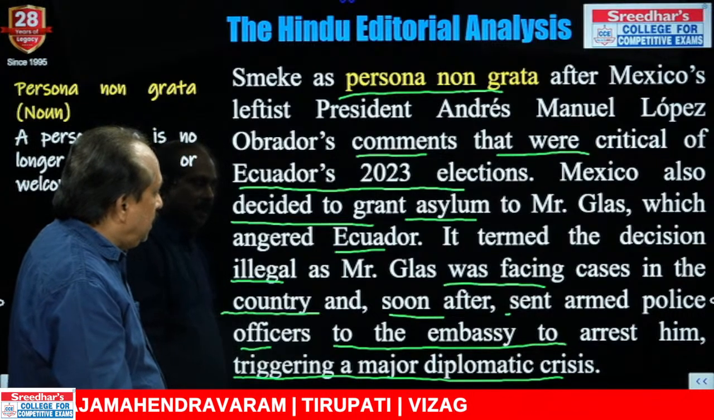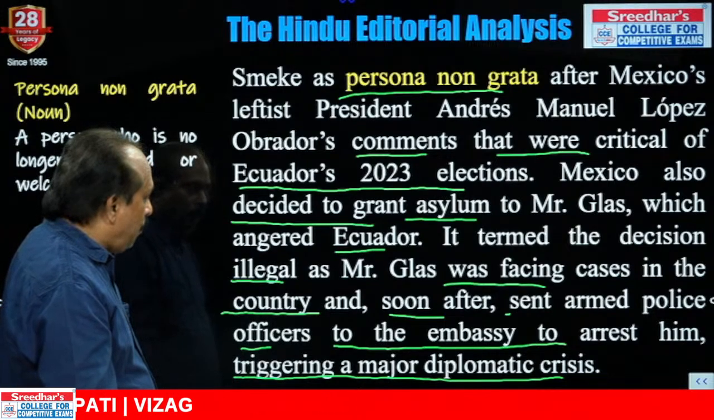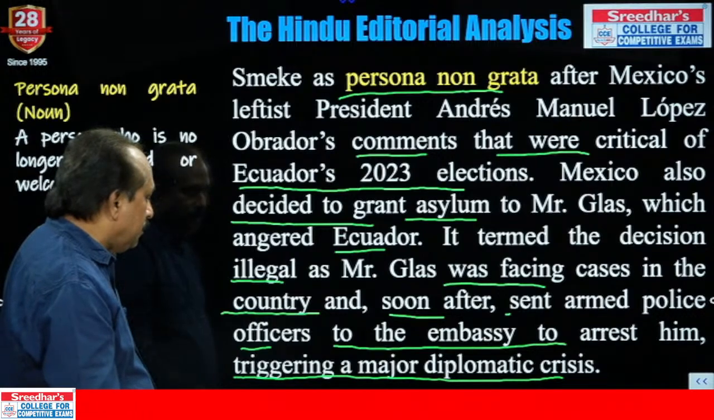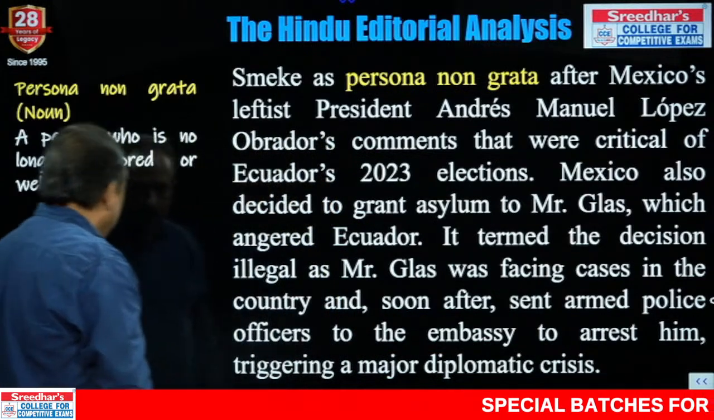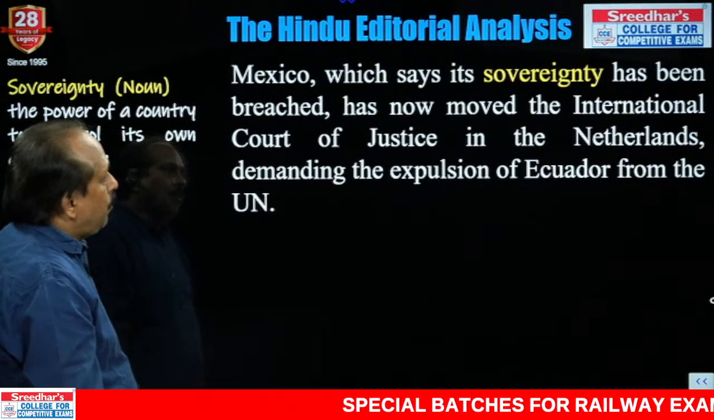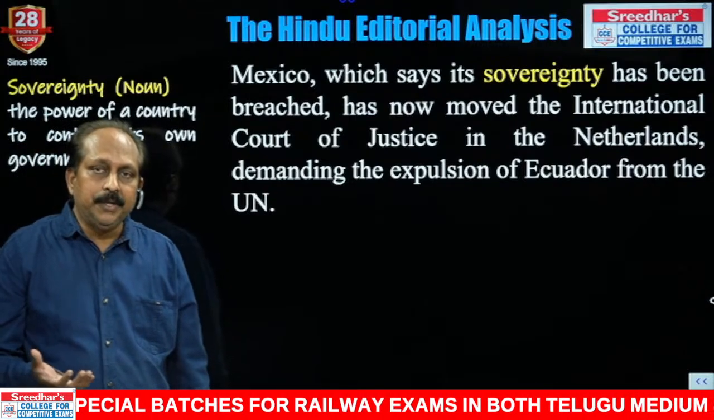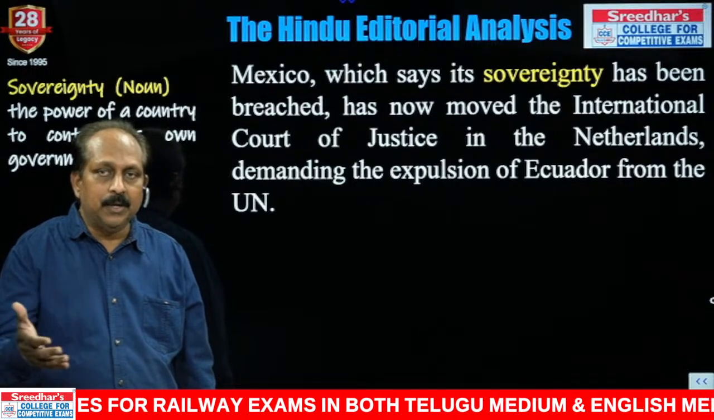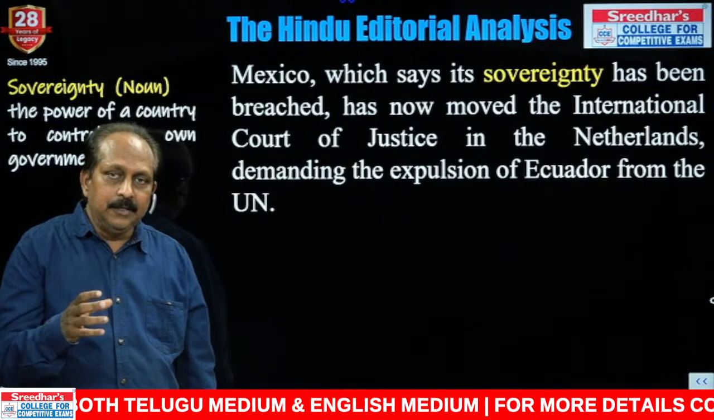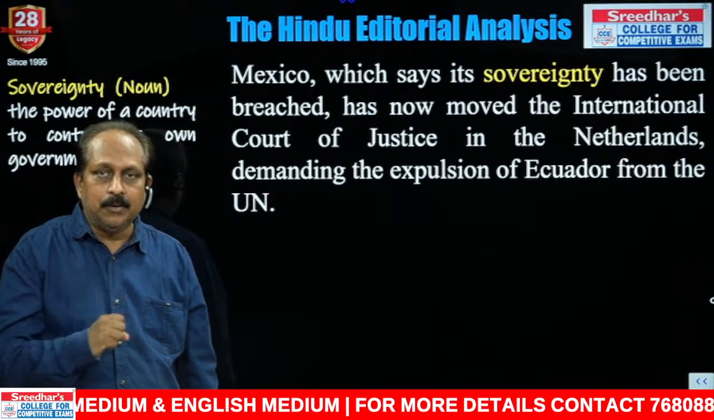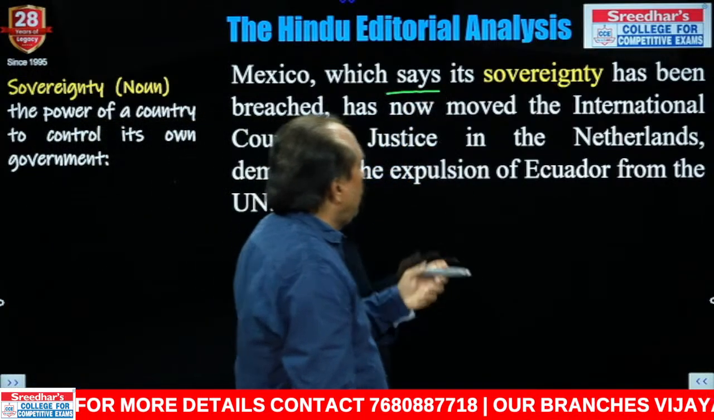It termed the decision illegal as Mr. Glass was facing cases in the country and soon after sent armed police officers to the embassy to arrest him, triggering a major diplomatic crisis. Mexico, which says its sovereignty has been breached. Based on this attack, according to the Vienna Convention, no country can attack the embassy of some other country. And here, Ecuador attacked the Mexican embassy. And in a way, it is nothing but breaching the sovereignty of Mexico. That's what Mexico says. Mexico, which says, again, reporting verb is in present.